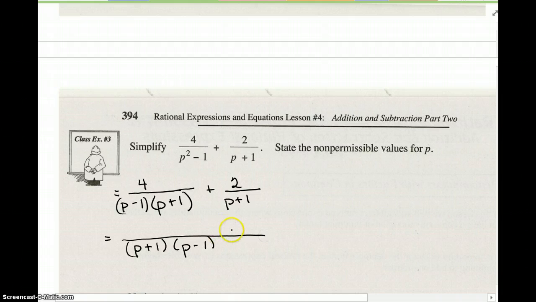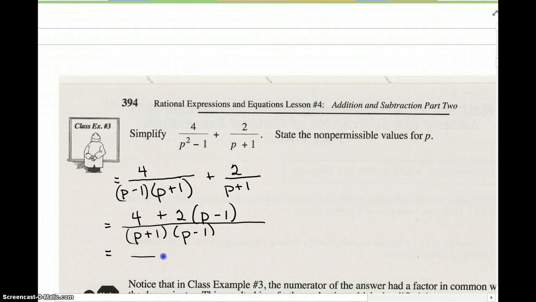When I have that, I look at my first fraction and I go, hey, I have a p minus 1 and a p plus 1. That's what my new common denominator is, so there's nothing I need to multiply the top by. Over on the second expression, I have a p plus 1 as the denominator, but I am missing a p minus 1. So I will add that to the top.